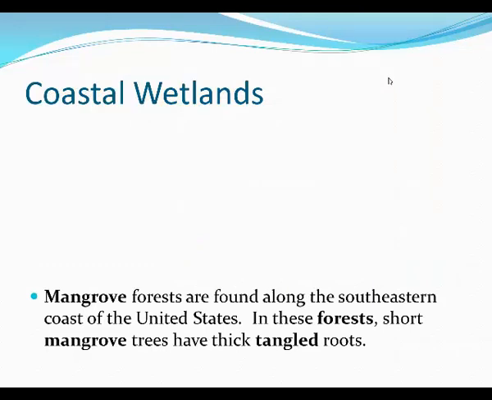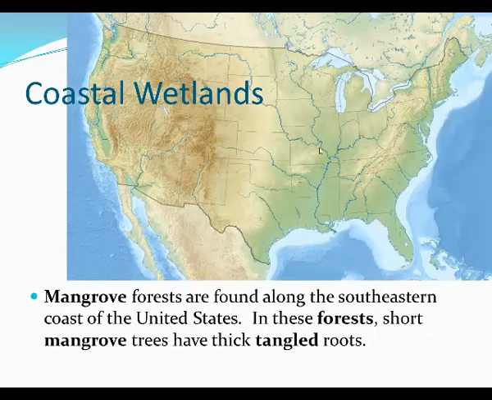Mangrove forests are found along the southeastern coast of the United States. In these forests, short mangrove trees have thick, tangled roots. So predominantly they're found along the Gulf Coast, and then a few up and around along the eastern seaboard of Florida.